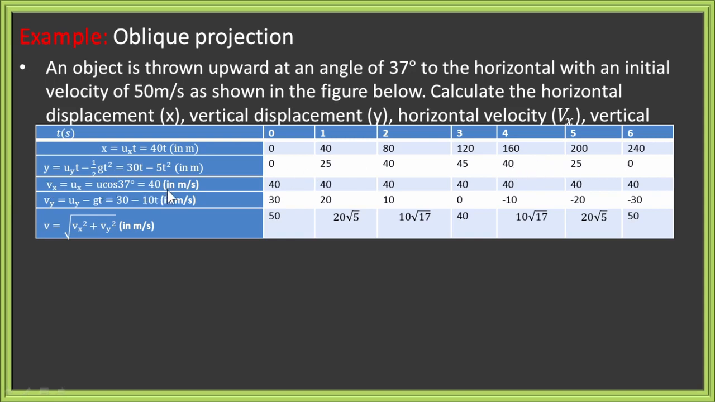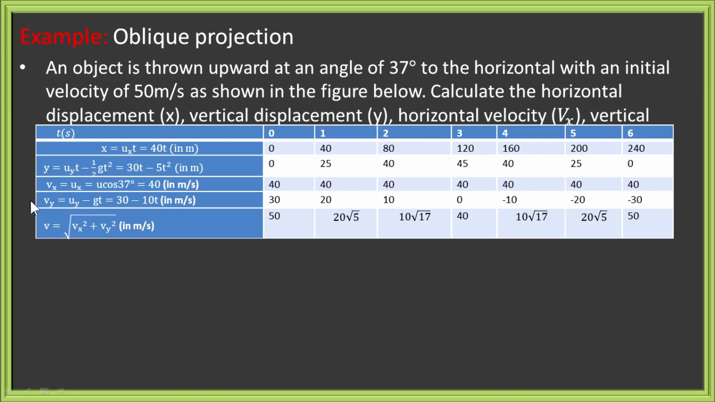Vx or ux is 40, 40, 40, 40, 40, 40, 40, because the horizontal motion is uniform motion. This is motion with constant speed. When you see vy, vy is 30 minus 10t. When t is 0, 30 minus 0 is 30. When t is 1, 30 minus 10 is 20. For 2, 30 minus 20 is 10. And so on. It is 0. When it is 0, it indicates that it has reached the maximum height. After this, the velocities are negative because the object is moving downward.